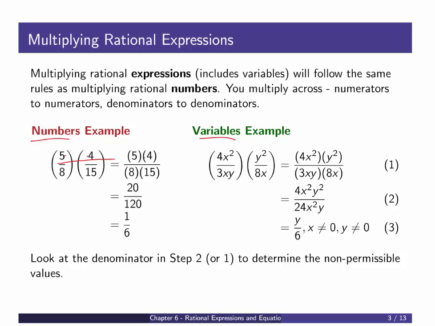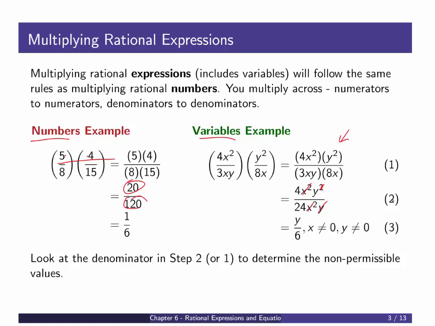5 times 4 is 20. 8 times 15 is 120. Then you divide them and you get 1 over 6. And with variables, it's the same thing. Important, with variables just like in numbers, common factors will cancel. So for instance, in this question down here, you can see that x squared cancels, and y cancels, leaving you just y to the 1 at the end.